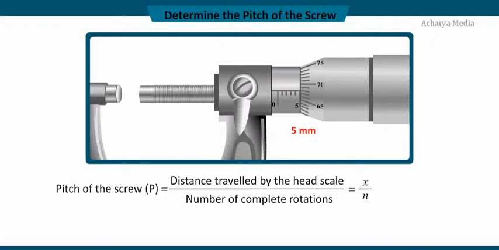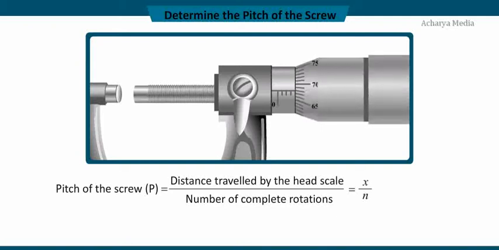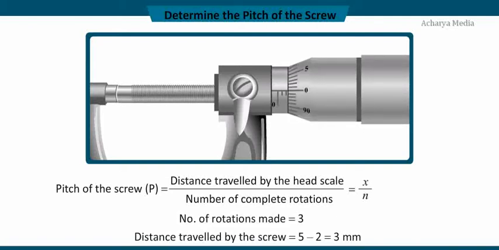Note the initial reading on the pitch scale. After 3 complete rotations of the screw head, note down the pitch scale reading again. For 3 complete rotations of the screw, it has travelled a distance of 3 mm. We find that the pitch of the screw is 3 mm divided by 3, which is equal to 1 mm. Thus, the distance between 2 threads of a screw is 1 mm.